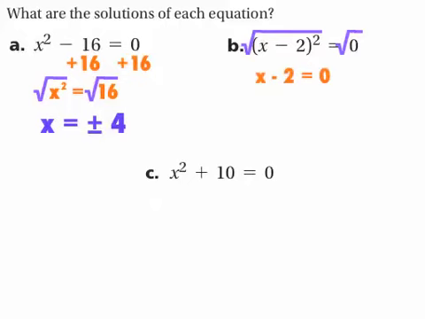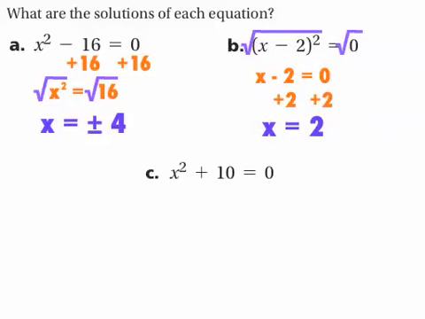Now it's a one-step equation. Isolate x, or get it by itself, by adding 2 to both sides. And when you do that, you get x equals 2. So that would be an example of a quadratic equation that has just one answer.